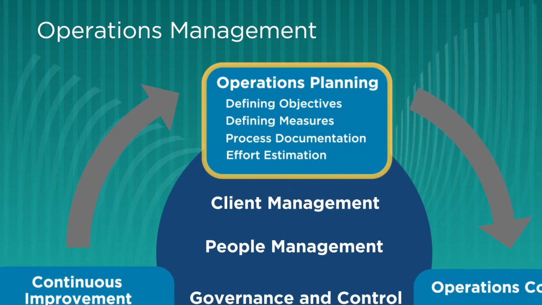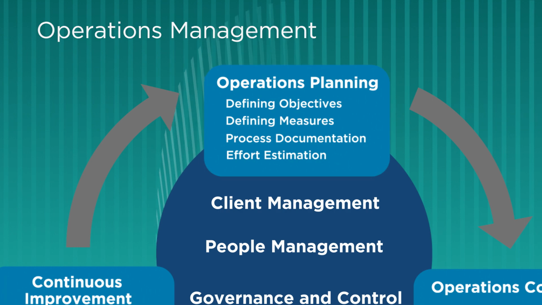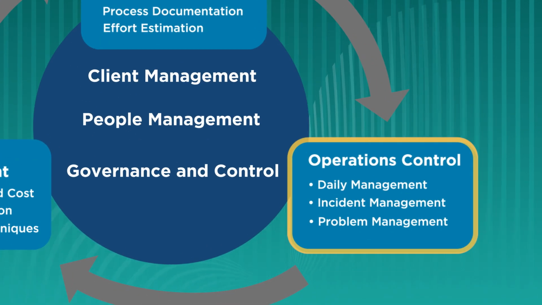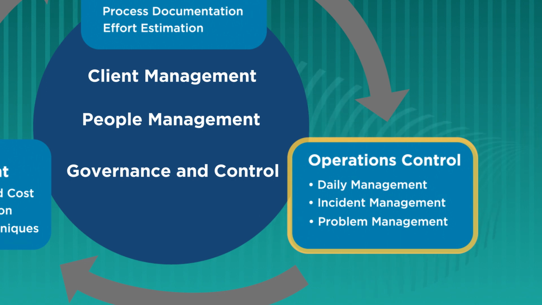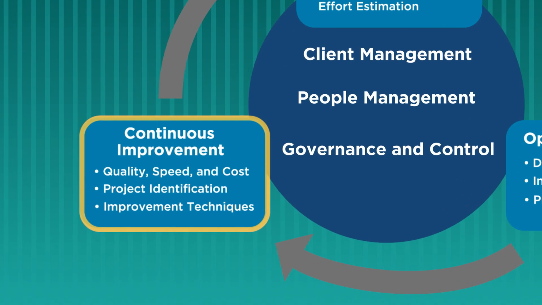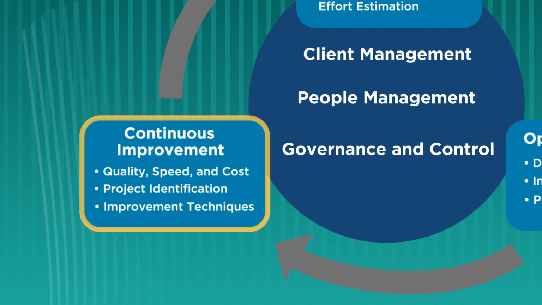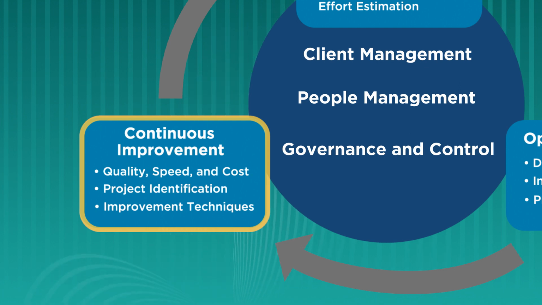We've done our planning by defining our objectives, measures, and documented our processes. Next, we focused on operational control by adopting good daily management practices and ensuring the best approaches are in place for incident and problem management. In this session, we will look at Part 2 of continuous improvement techniques that can enable us to improve quality, increase speed, and reduce cost.